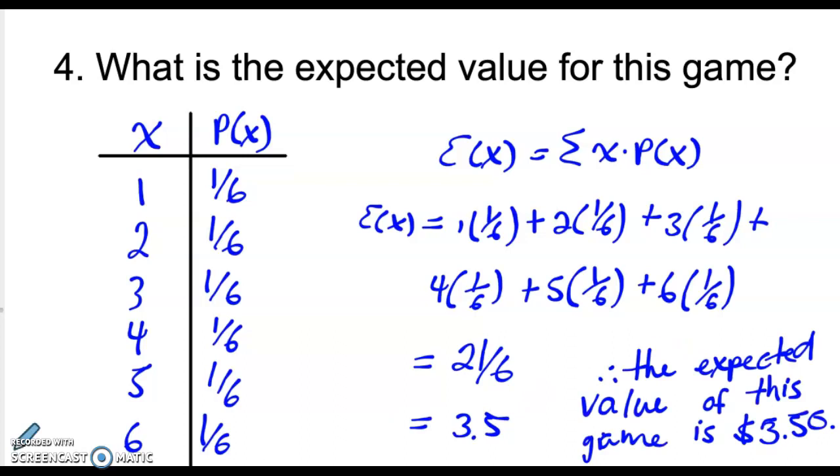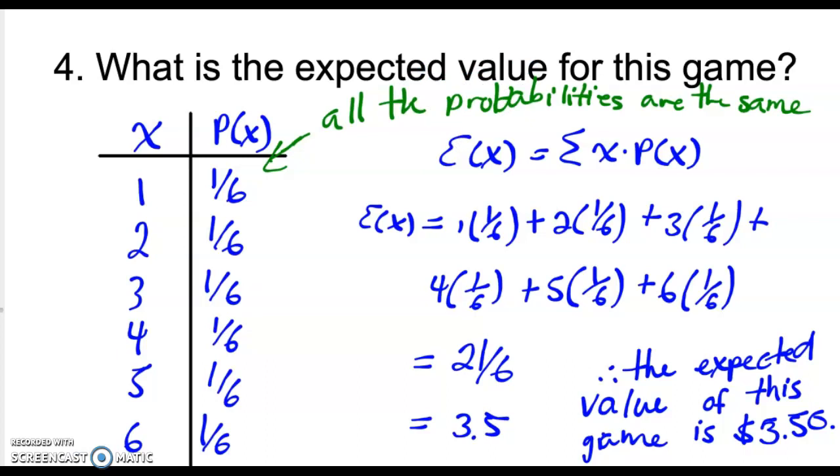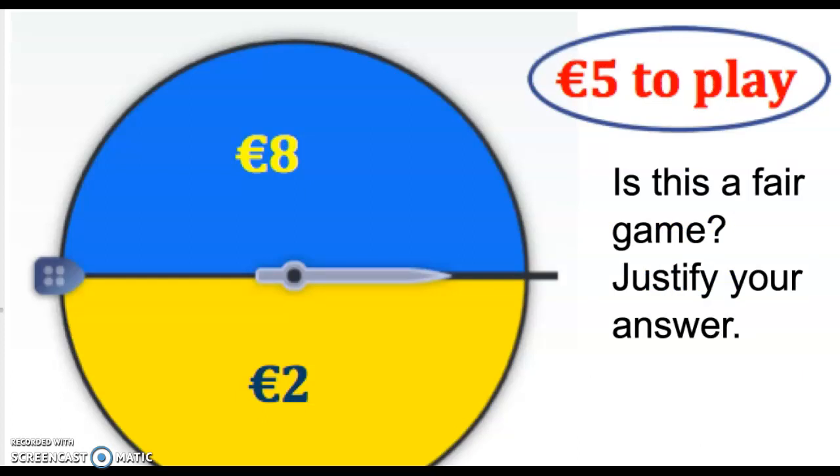On average, if you kept playing this game and playing this game and calculated the average of your winnings, eventually it would approach $3.50 or equal $3.50 in this case. And what else I want you to notice here is that the probabilities here are all 1/6. All the probabilities are the same. Some might even call them uniform. So we're going to do this again for a new game.